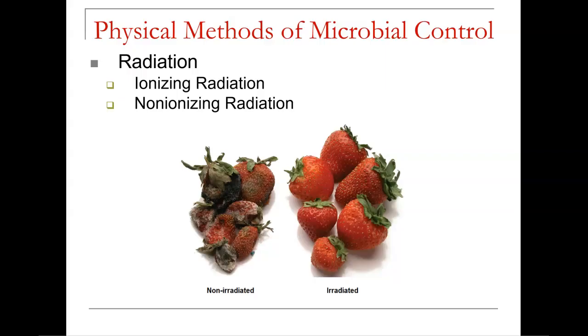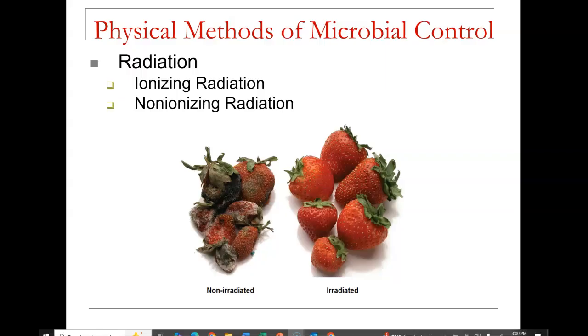So it's going to be used to sterilize heat-sensitive materials, things like plastics, vaccines, and drugs. This is a very effective method, but it's going to be used less commonly as a result of its expense, so it can be kind of expensive, and it has a potential to be harmful to those that are applying it. With the non-ionizing radiation, those wavelengths are going to be greater than 1 nanometer.